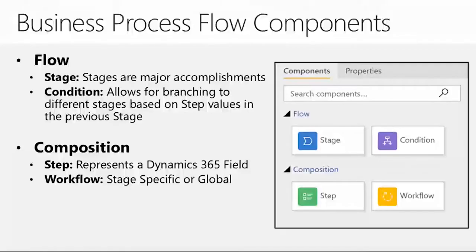Now, from a component standpoint, there's a few different types of components that are associated with business process flows. And they're really broken down into two phases. There's the flow phase and then there's the composition phase. Within the flow phase, you have your stages. And your stages are what you would consider those major or primary accomplishments within the application. I'm going to qualify this lead.